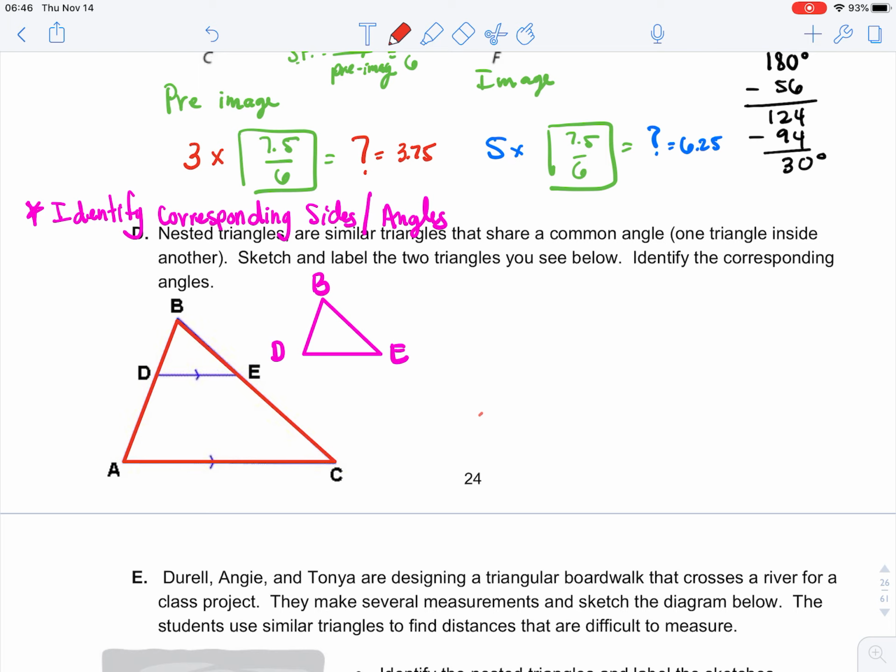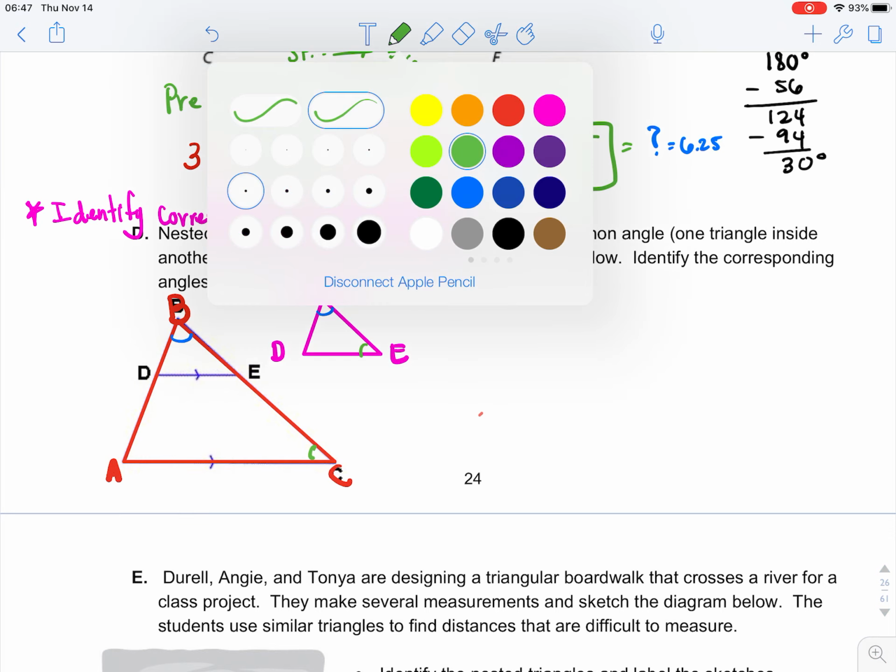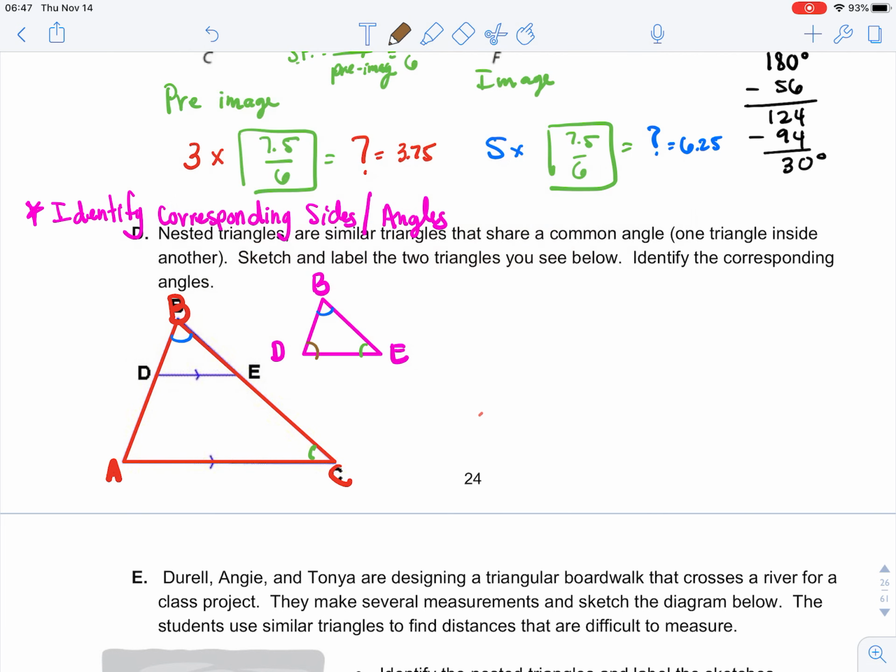Our second triangle is ABC. Triangle ABC. So that means that the ones that match are going to be B and B are equal, of course. E and C are equal. And I already did blue. D and A are equal.